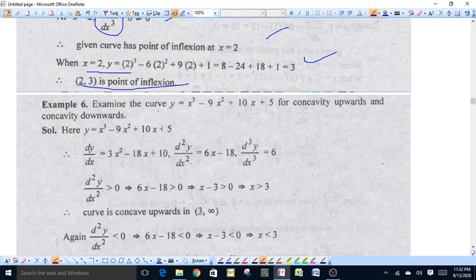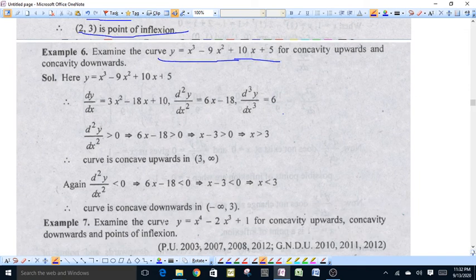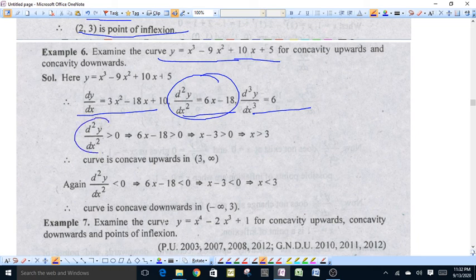Suppose we have the curve y is equal to x cube minus 9x square plus 10x plus 5. We check for the concavity and convexity of the curve. Take the first order derivative, second order derivative, third order derivative. The second order derivative is equal to 6x minus 18. This second order derivative will be positive when x is greater than 3. This means the curve is concave upward for the interval 3 to infinity.